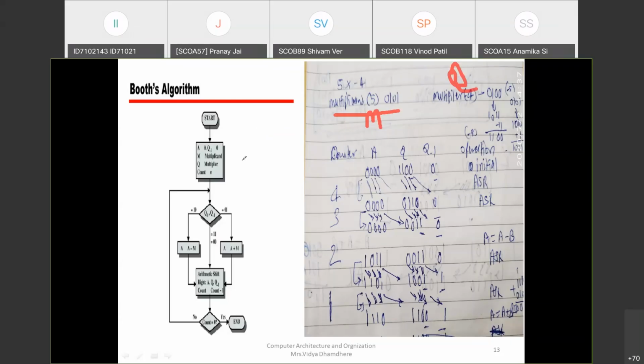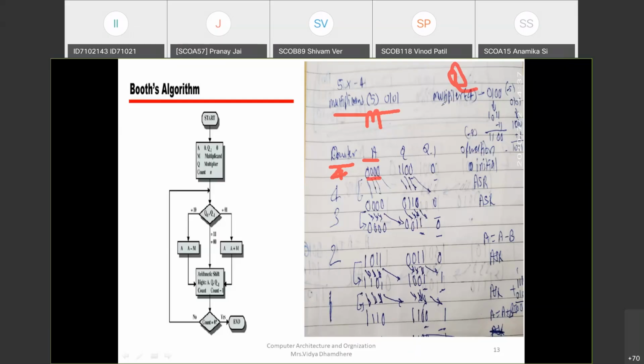So the A register and the Q-1 register initially have the contents 0. M indicates the multiplicand, Q indicates the multiplier, and the counter is equal to N. Counter N is the number of bits in which we represent that particular number. So I set the counter to 4. The A register is a 4-bit register, all zeros.